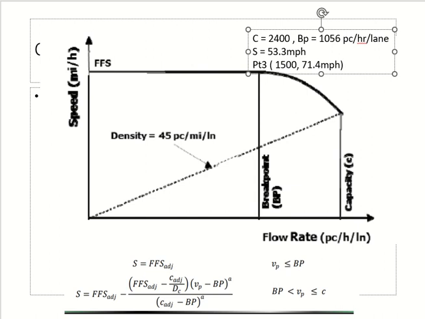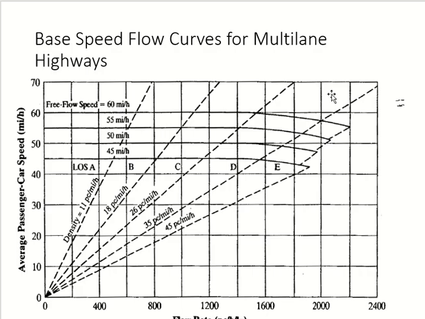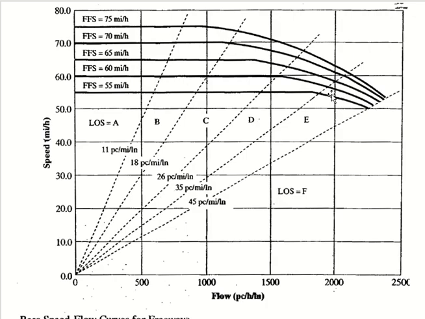Okay, so now at least I can draw the curve. If you want more points, you can do it, no problem. Okay, clear? Now why am I plotting the curve? Because I want the maximum flow rate at level of service C and D.